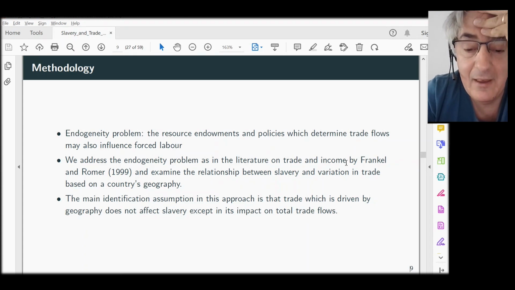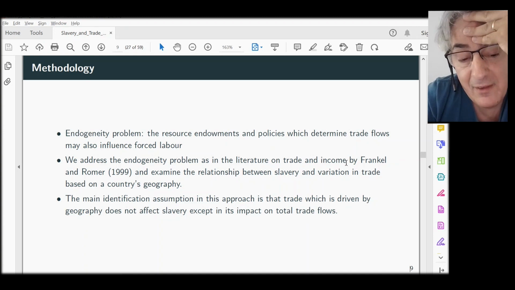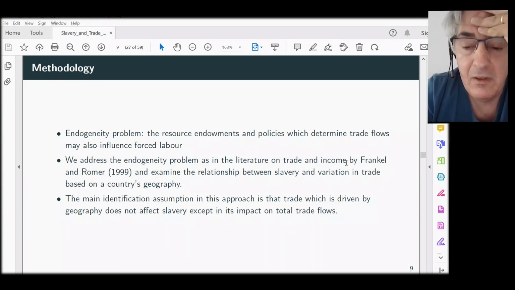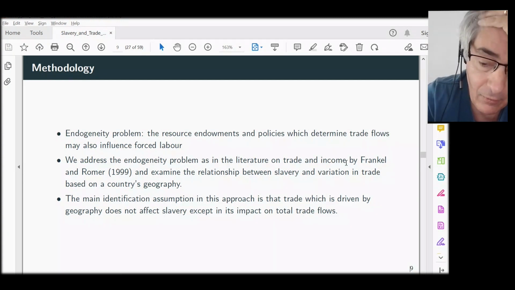Okay, because in this case, if you accept this assumption, trade would affect slavery only through the impact of total trade flows. So if it's increasing or decreasing based on the exogenous sources of trade. If there's any question, I can come back to this.